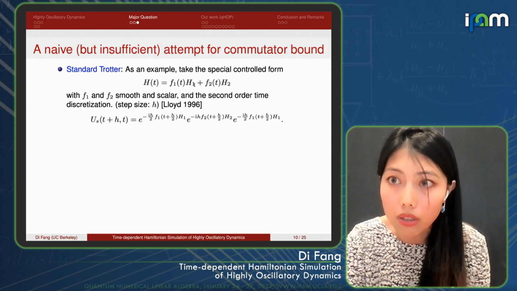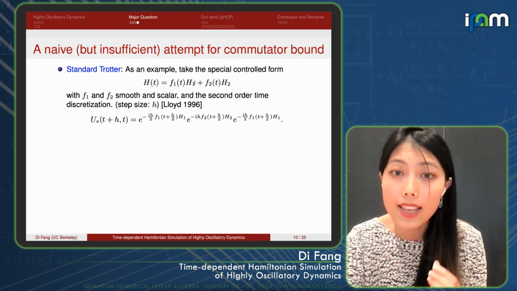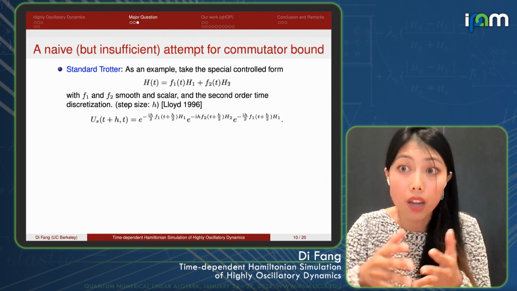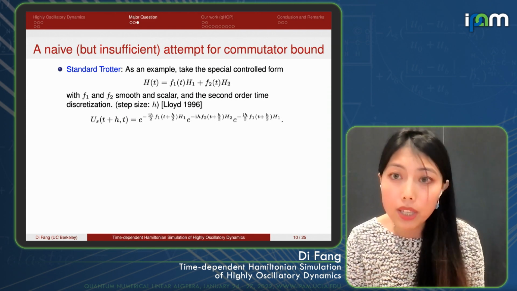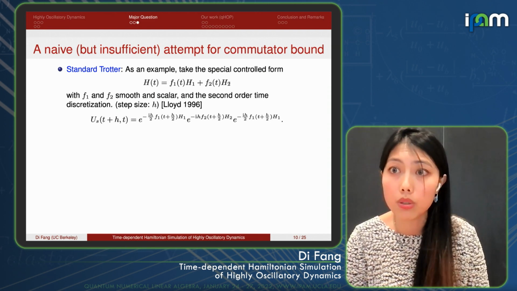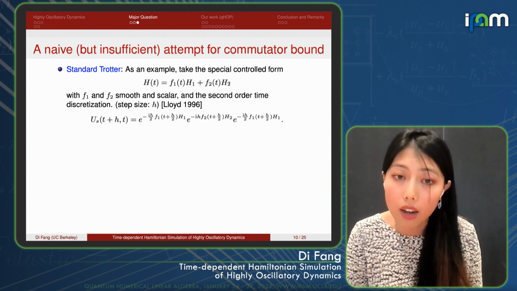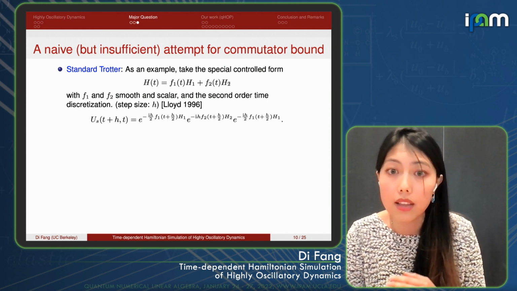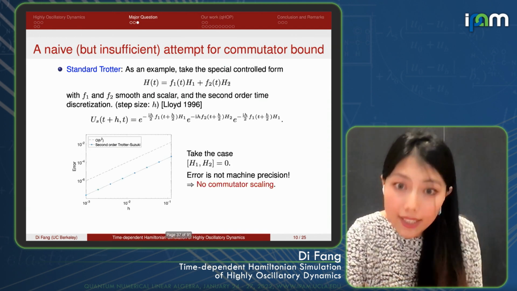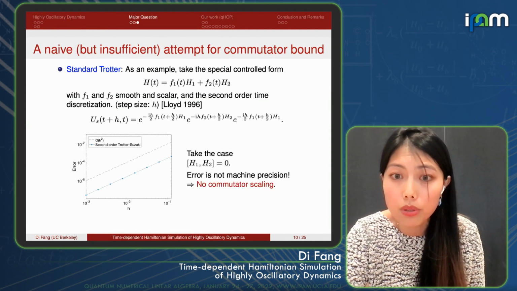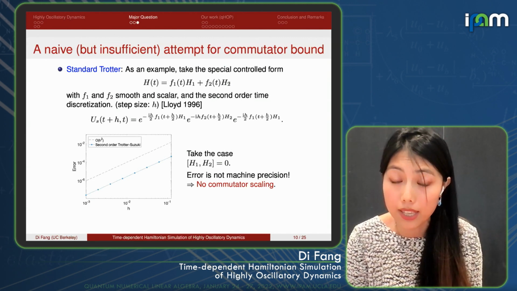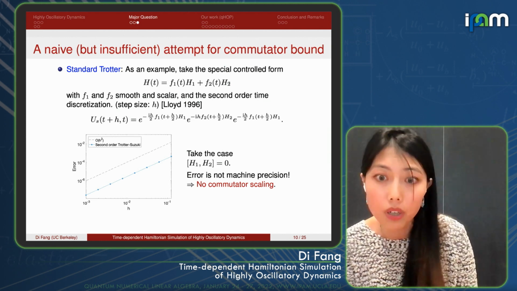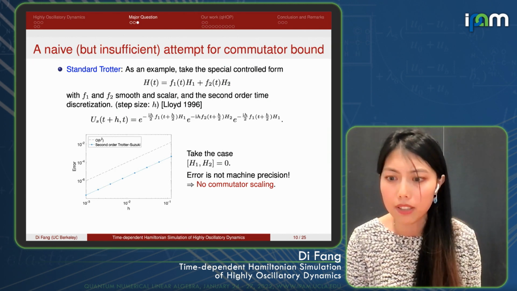Suppose the standard Trotter really gave you a commutator bound. Then let's imagine I pull out an H1 and H2, and suppose they commute with each other. The commutator scaling will immediately tell you there should be no error. So if you run the numerics, you will see, say, machine precision. We did that numerics, and it immediately tells you it's not machine precision that you see. So this immediately tells us standard Trotter in the time-dependent world will not give you a commutator bound.